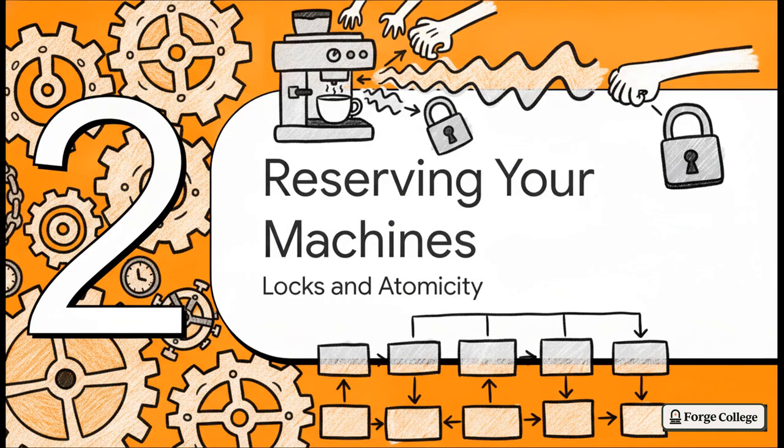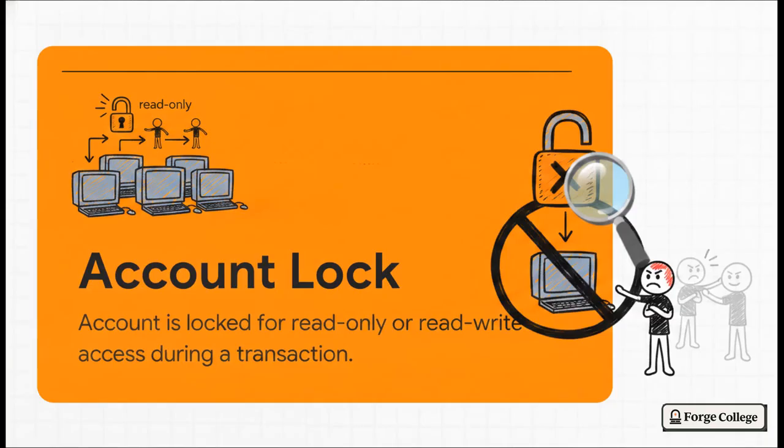Moving to section 2, reserving your machines, account locks, and atomicity. So, how do we make sure these highly valuable machines don't get double booked? We need a system to manage the absolute chaos. Think of it kind of like that one coworker who tries to reserve the only office coffee machine for the entire day. We need strict rules so everyone gets their coffee without a brawl breaking out in the break room, right? And that brings us to account locks.